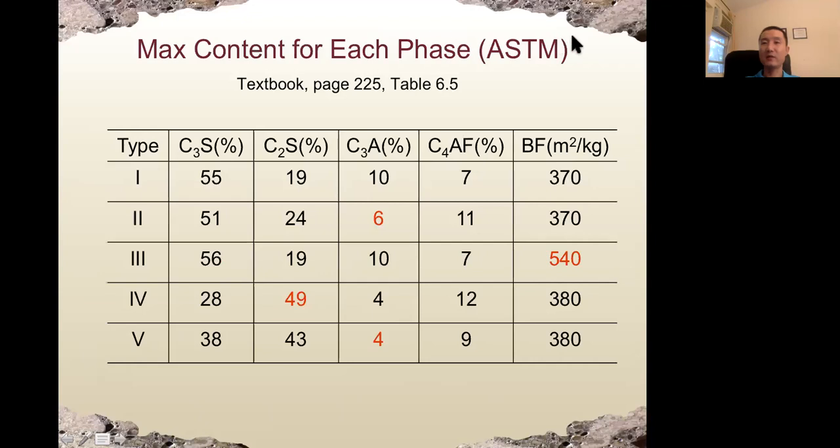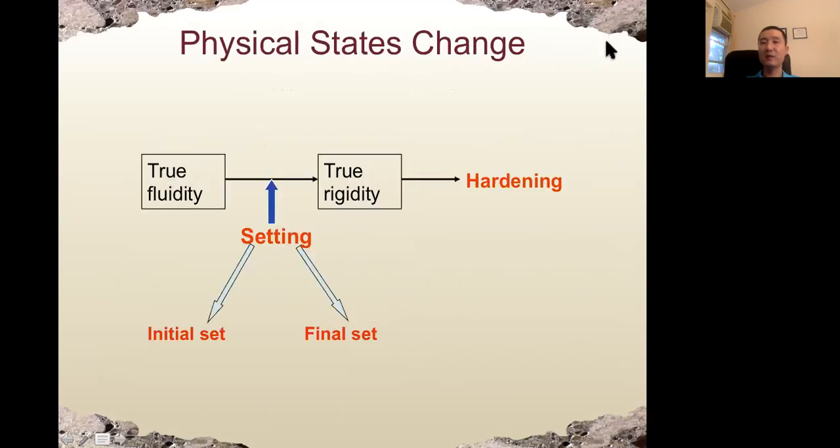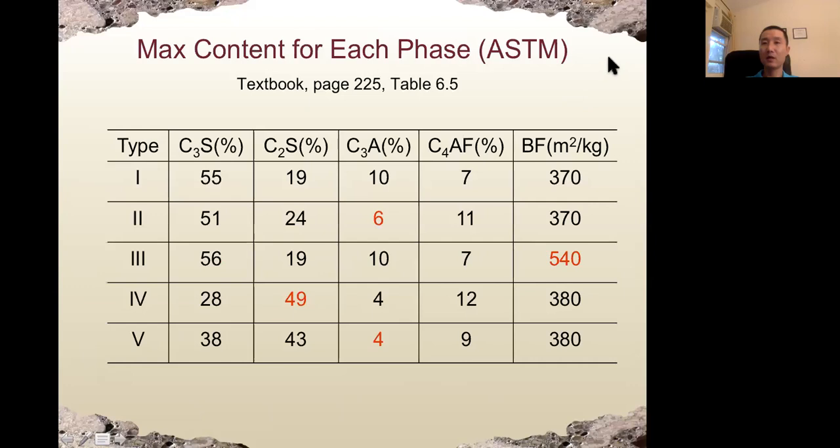Right. This is the ASTM standard limitation for different compounds, for different types of cement. For example, this is the maximum content for each phase: C3S, C2S, C3A, and C4AF. For Type 4 cement, the C2S needs to be less than 49%. But it is still much higher than the other types of cement, because C2S reacts slower compared to C3S and C3A.